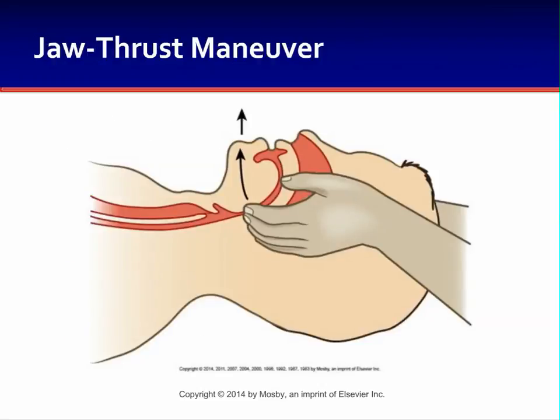Jaw thrust maneuver is the recommended procedure for opening the airway of an unconscious patient with a possible neck or spinal injury. The patient should be lying supine with the rescuer kneeling at the top of the head. The rescuer places one hand on each side of the patient's head, resting his or her elbows on the surface. The rescuer grasps the angles of the patient's lower jaw and lifts the jaw forward with both hands without tilting the head.